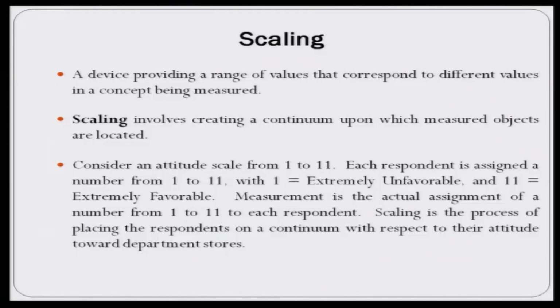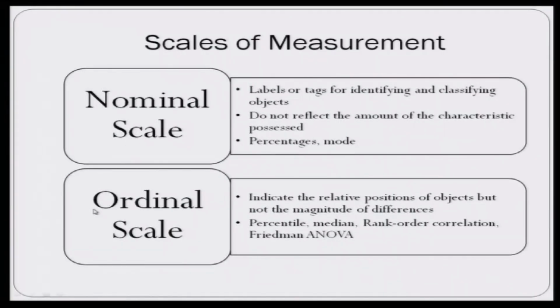Based on that, you put that respondent on a scale of 1 to 11, and then you can assign a number to that respondent. So, there are basically 4 types of scales that are used in marketing research. The first one is the nominal scale. I will explain each of these 4 types of scales through one example, which will tell you the difference among these scales.